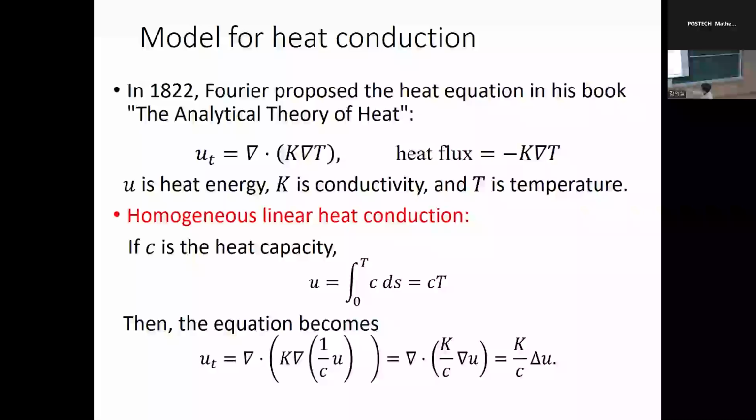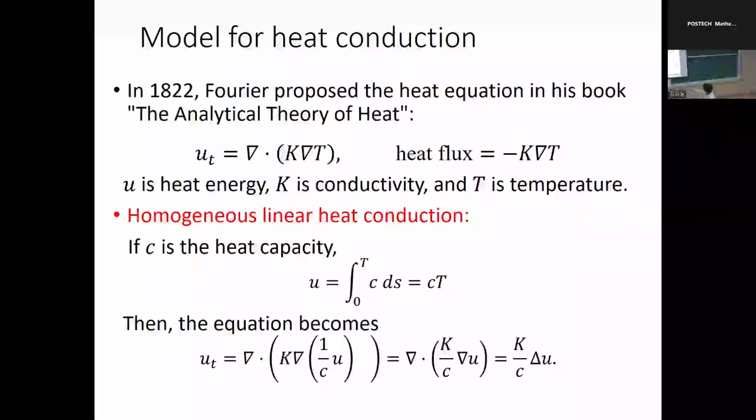Now, what is homogeneous linear heat conduction? If C is the heat capacity, then heat energy U is the integral of the heat capacity from zero temperature to temperature T, so this is C times T. Of course, if you consider the heterogeneous case, then C is probably a function of space: here and here are different materials, so the heat capacity is different here and here. So C can be a function of x. And here it's considered linear, but if the temperature variation is large, there is probably non-linearity. So the heat capacity C may depend on the temperature itself, or the conductivity K may depend on the temperature itself. Then it becomes more complicated.